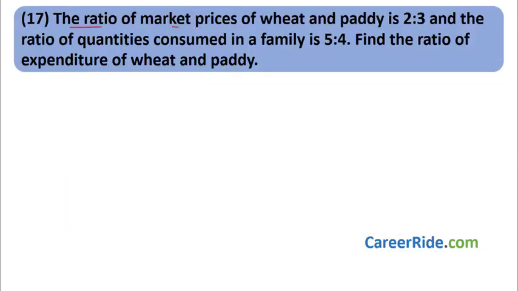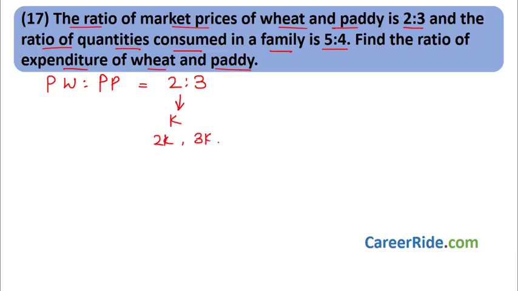The ratio of market prices of wheat and paddy is 2:3 and the ratio of quantities consumed in a family is 5:4. Find the ratio of expenditure of wheat and paddy. Here we do not know actual values, we know only the ratio. So the price of wheat is to the price of paddy is 2:3. What are the actual values? Let the common factor be k. Actual values are 2k rupees and 3k rupees, for wheat and paddy respectively.